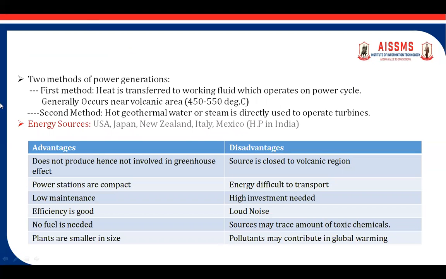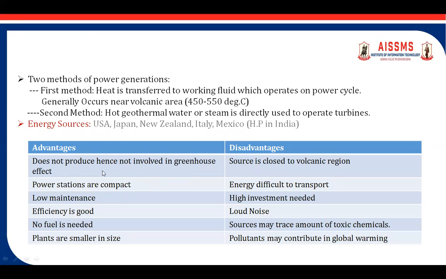Two methods of power generation. First method, the heat is transferred to the working fluid which operates on the power cycle. This generally occurs near volcanic action, at 450 to 550 degrees Celsius. Second method, hot geothermal water or steam is directly used to operate the turbine. Generally, these sources are available in USA, Japan, New Zealand, Italy, Mexico, and HP in India.